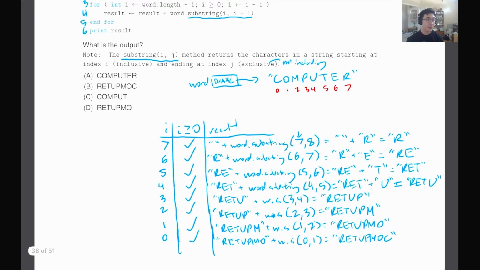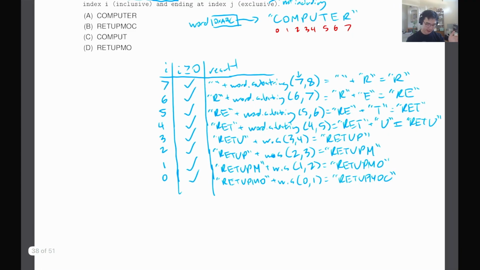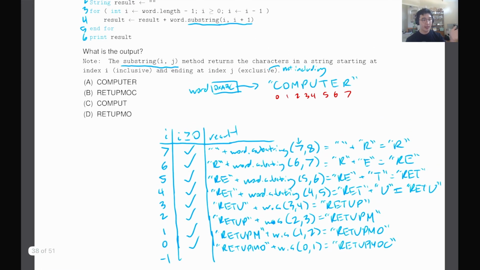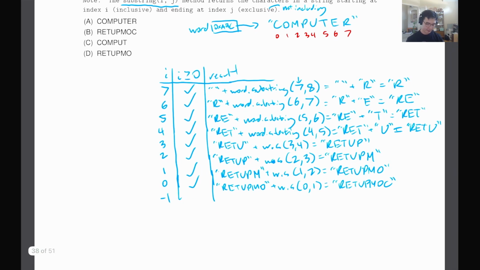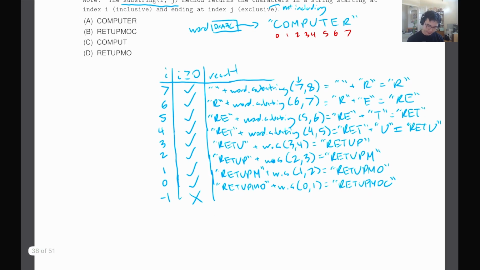I reach line 5. I loop back up, which is going to the decrement, the change. I is I minus 1. I is now -1. I check my condition. Is I greater or equal to 0? Well, I is -1, so that is not greater or equal to 0. So because that's not, I exit my for loop, go to the next line, and I print result. And this is what is printed out. And it looks like that's answer choice B.